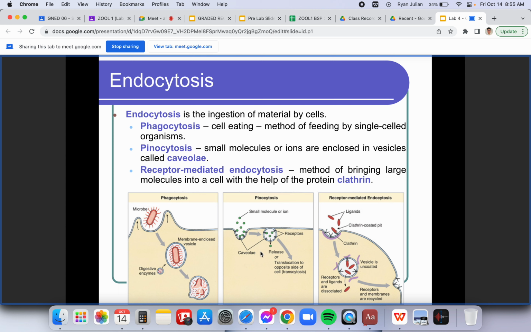And one thing that I would like to take note of is that these small molecules will be discharged from the cell because of this process, specifically the caveolae.